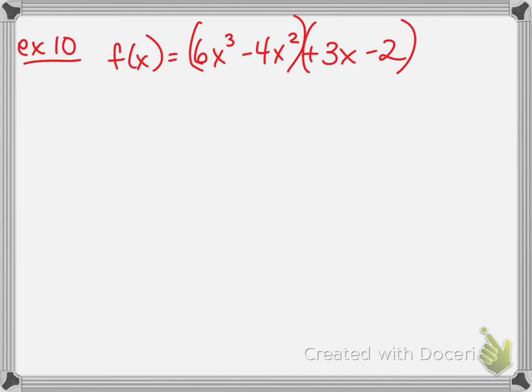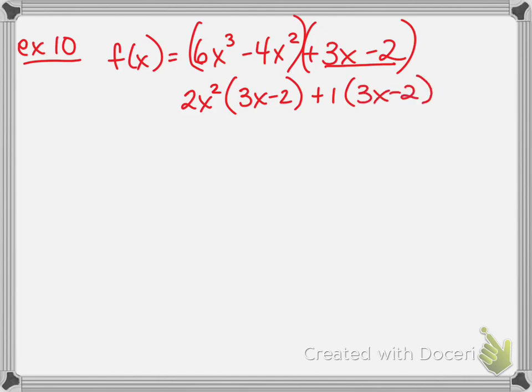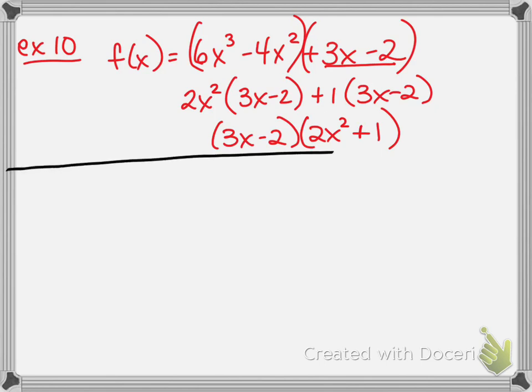Factor by grouping. We could take a 2x squared out. 3x minus 2. Ooh, that's exactly what I have there. So let's take a 1 out. So our parentheses match. So we'll factor out that 3x minus 2, and we'll write down what's left. And those are our factors. So let's let the rational zero test back us up and help us, or just to show that we can get the same thing that way in case this one hadn't factored.